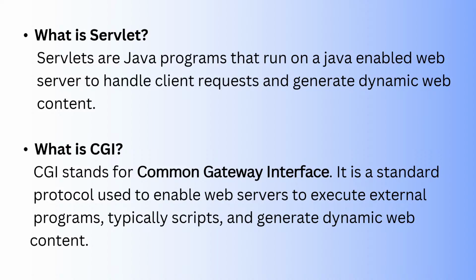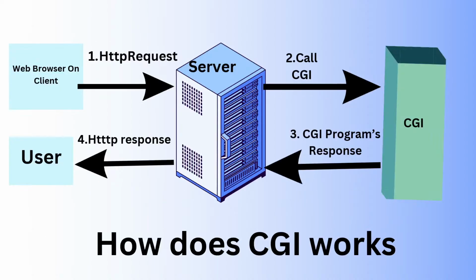So we'll see the working of CGI, then you will be clear with the definition of CGI. This diagram is showing web browser which is on client side. By using this web browser, we are sending request towards the server. It is in the form of HTTP request, and server then calls the CGI, common gateway interface.